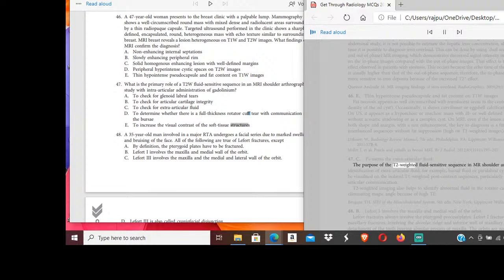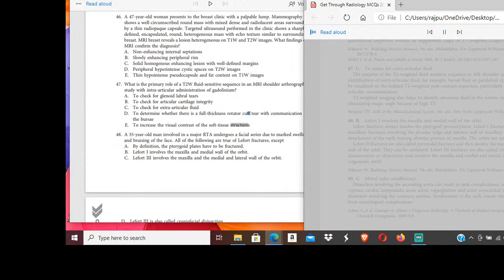Extraarticular fluid. The purpose of the T2 weighted fluid-sensitive sequence in MR shoulder arthrography is the identification of extraarticular fluid, for example, bursal fluid or paralabral cysts, which may not be visualized on the isolated T1 weighted post-contrast sequences, particularly if there is no intraarticular communication. T2 weighted imaging also helps to identify abnormal fluid in the rotator cuff tendons by eliminating magic angle because of high TE. Berquist TH.